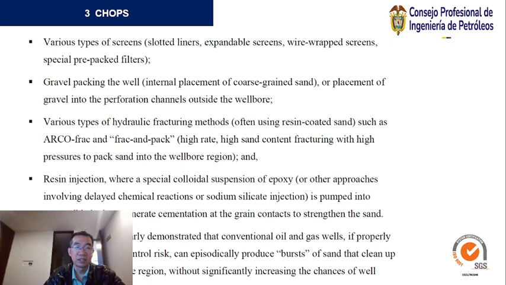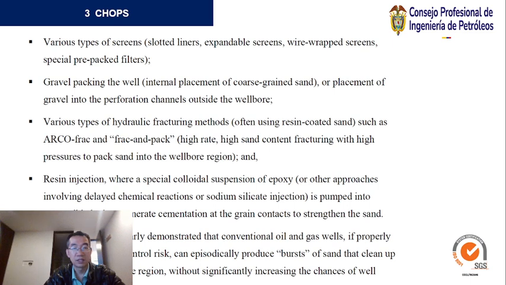Resin injection, where a special colloidal suspension of epoxy or other approach involving delayed chemical reaction, or sodium silicate injection, is pumped into susceptible beds to generate cementation at the grain contacts to strengthen the sand.